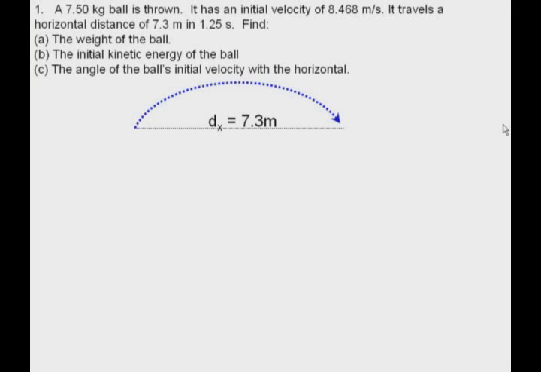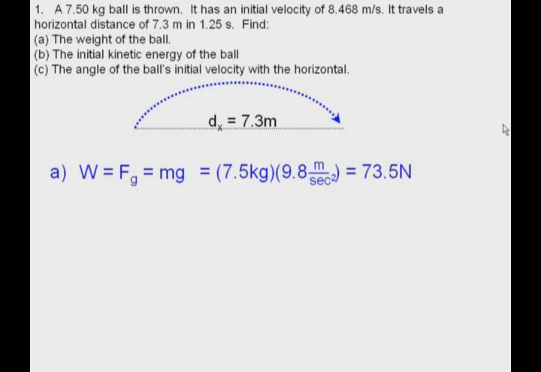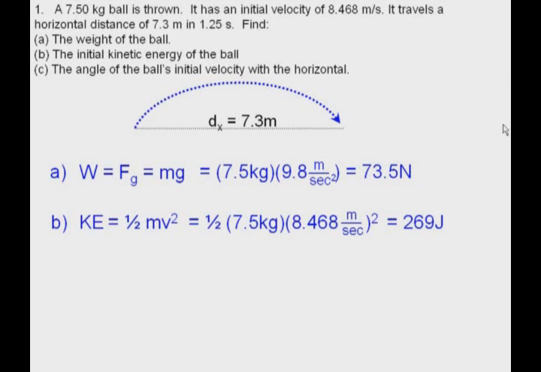First, we need to find the weight of the ball. Weight is the same thing as the force of gravity. It's m times g. Part B, the initial kinetic energy of the ball. Kinetic energy is 1/2 mv squared. They gave us the speed of the ball and the mass of the ball, so we're just plugging into the formula.